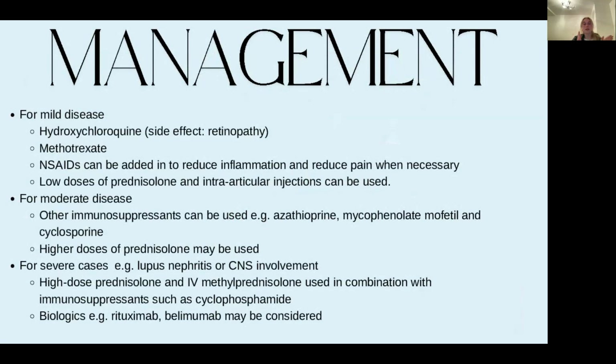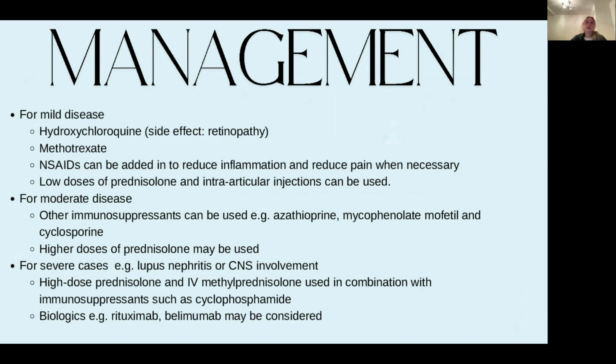Management would depend on how severe someone's presentation with SLE is. If they're presenting with mild disease, we can use things like hydroxychloroquine. We need to remember with hydroxychloroquine that it can cause retinopathy, so patients need to be counselled on this and ensure that their eye health is checked regularly. Methotrexate is used. NSAIDs can be used in flares to help reduce pain if they've got arthralgia. And then low doses of prednisolone and intra-articular injections of steroids can be used, mostly if there's joint involvement.